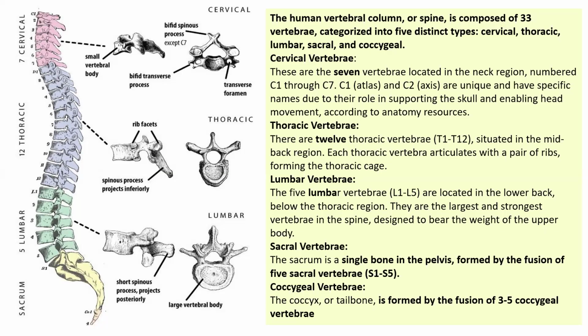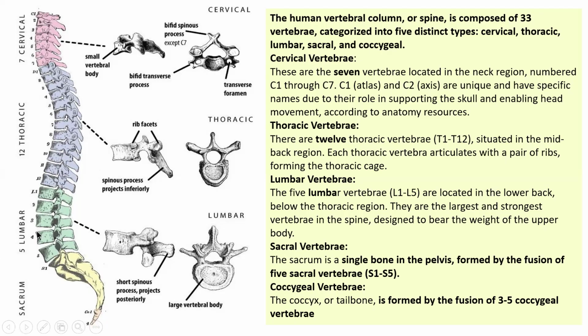Now the thoracic vertebrae: there are 12 of them. Look at the image. They are situated in the mid-back region. Each thoracic vertebra articulates with a pair of ribs, through the rib facets, forming the thoracic cage.